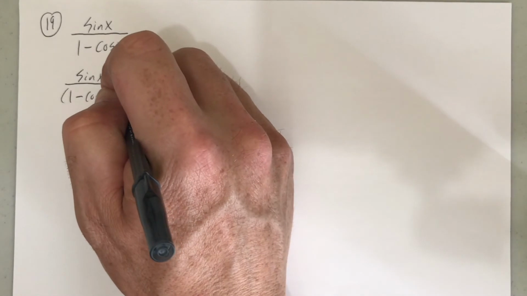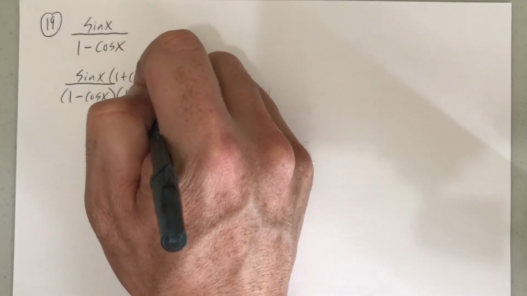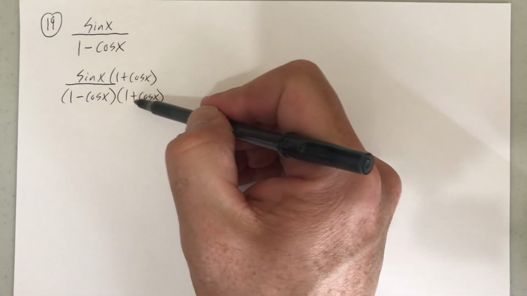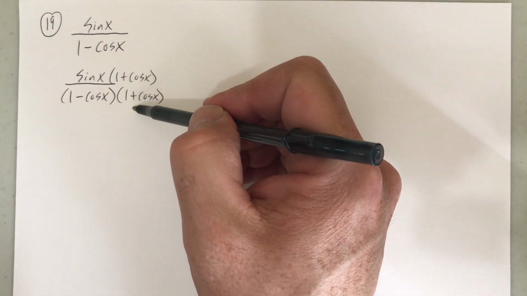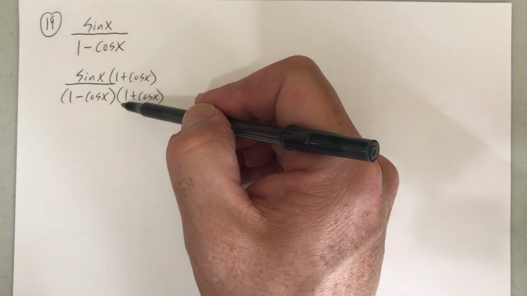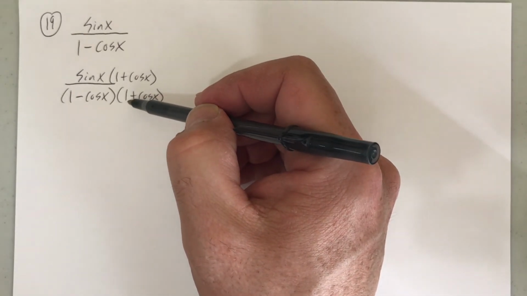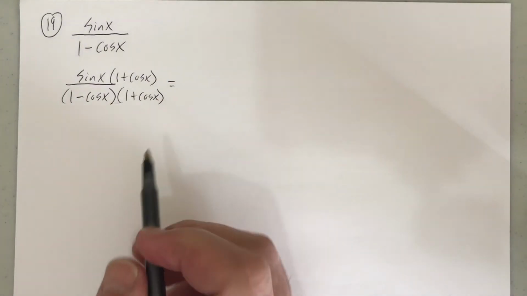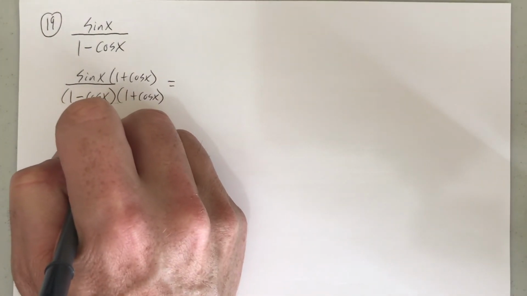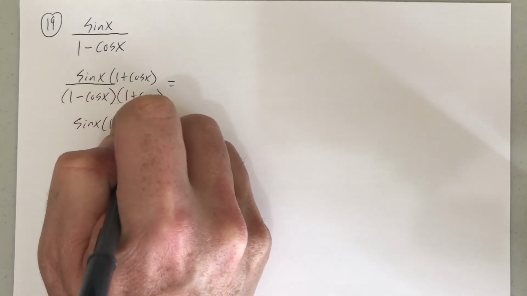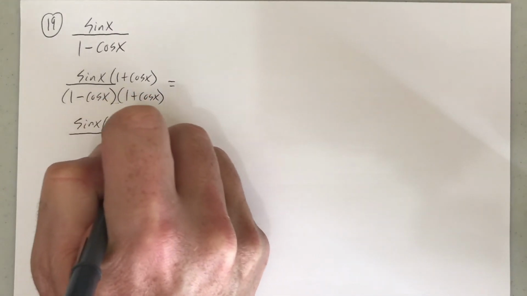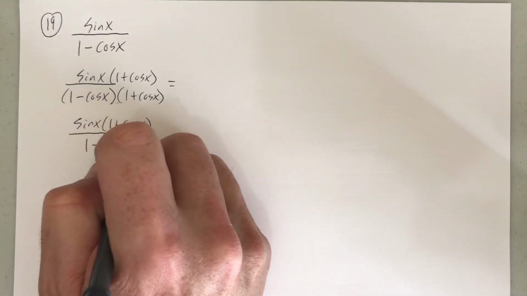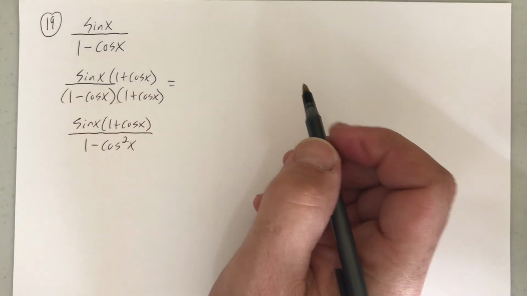Well, then I have to multiply the top by 1 plus cosine x. So you might be saying, well, how does that help me? Well, if you multiply by the conjugate here, that's going to create the difference of squares, which then we can use a Pythagorean identity to help simplify this. So if I go ahead and multiply the bottom out, up top I have sine x times 1 plus cosine x over, and I multiply the denominator, that's going to give me 1 minus cosine squared x.